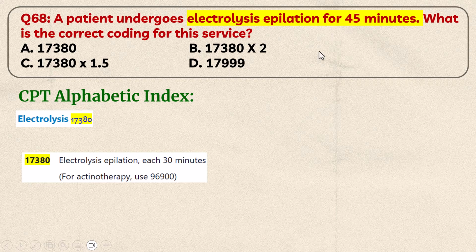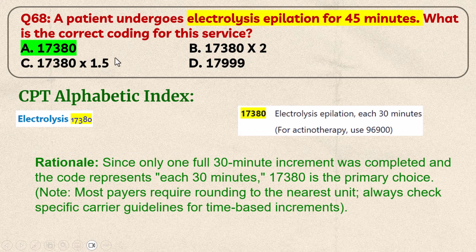So here it's 45 minutes. So for each 30-minute slot you have to use this. The correct answer will be answer A, not B, because for each 30-minute slot only you have to use this code. But here it is 45 minutes. So 45 minutes contain only one slot. Since only one full 30-minute increment was completed and the code represents each 30 minutes, 17380 is the primary choice. Note, most payers require rounding to the nearest units. Always check specific carrier guidance for time-based increments.